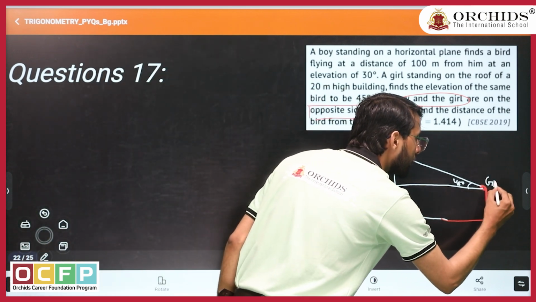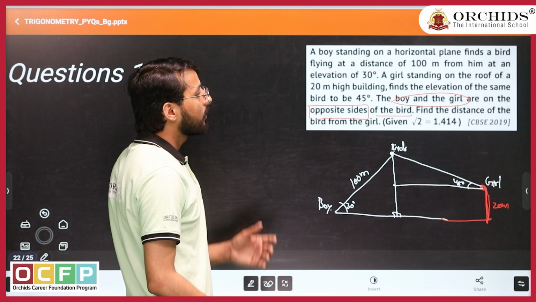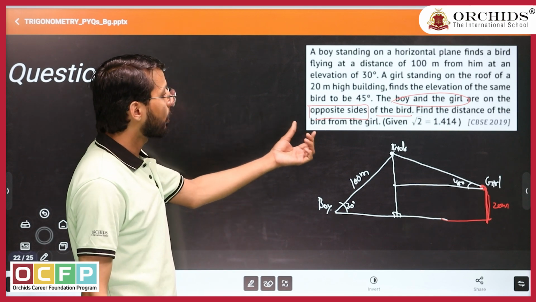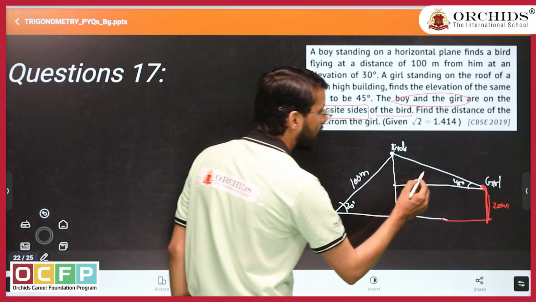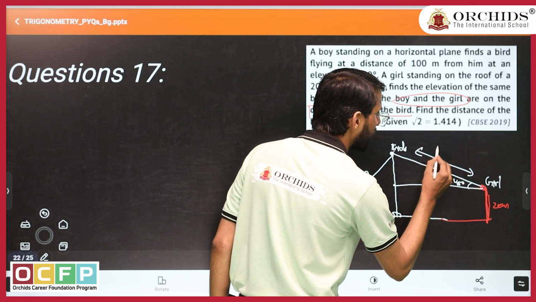So here is the girl. Now what else have they given? Find the distance of the bird from the girl. It means we have to find this distance. This is the finding part.